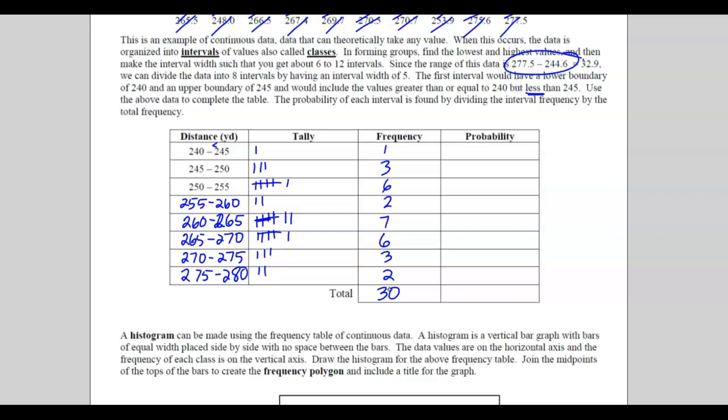Then the probability of the ball landing at each of these intervals is just the frequency divided by the total, right? So 1/30th, 3/30th, which is 1/10, 6/30th, which is 1/5, 2/30th, which is 1/15, 7/30th, 6/30th.